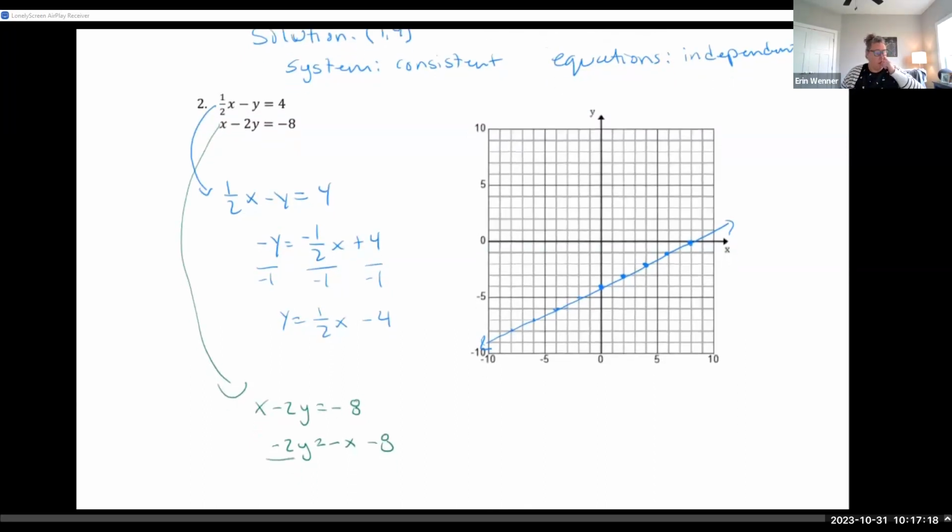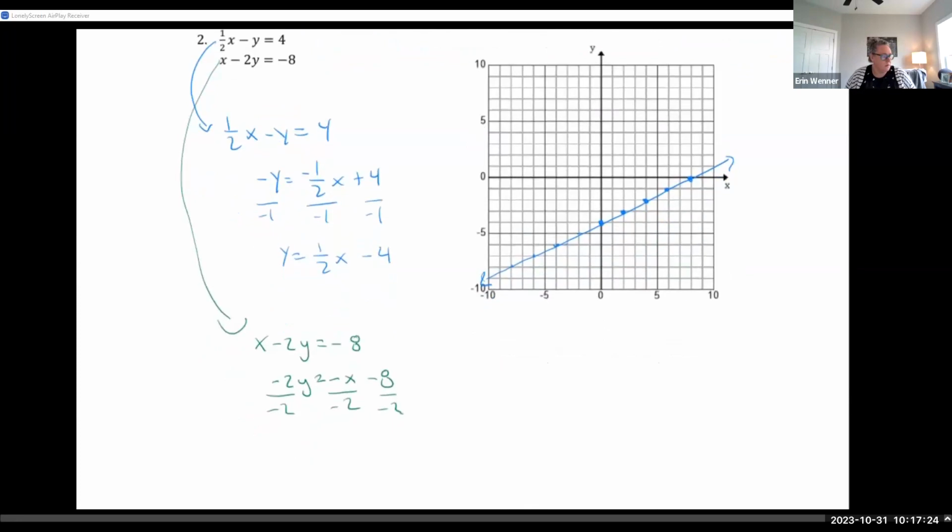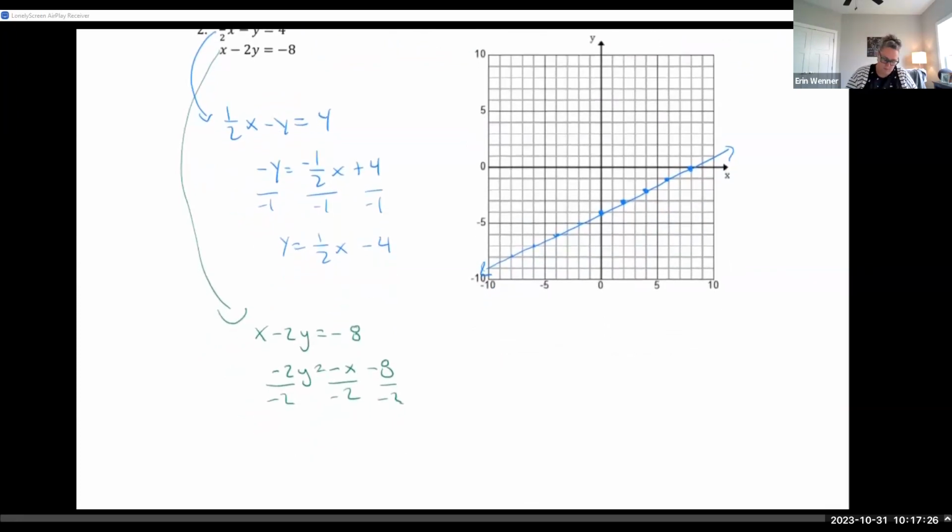Oh, I'm way ahead of where my board is showing. Hold on one second. Let me wait for this to catch up. This equal sign was weird.